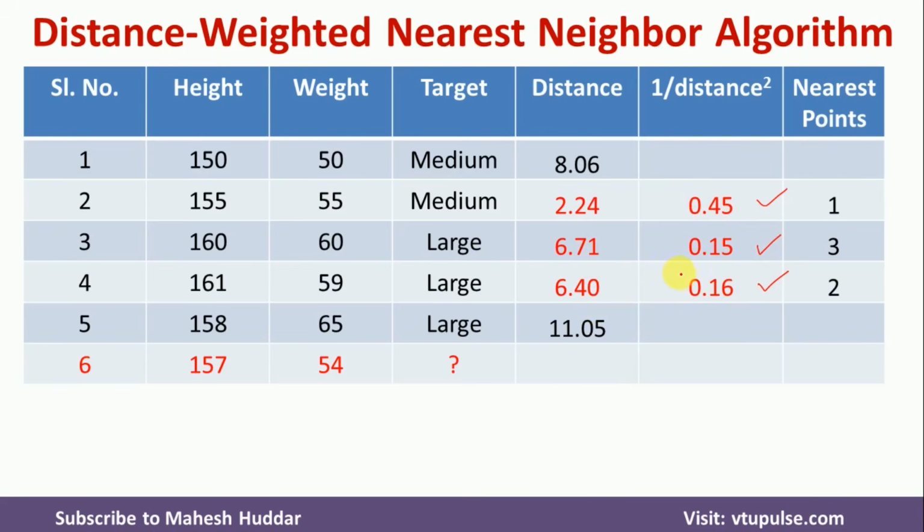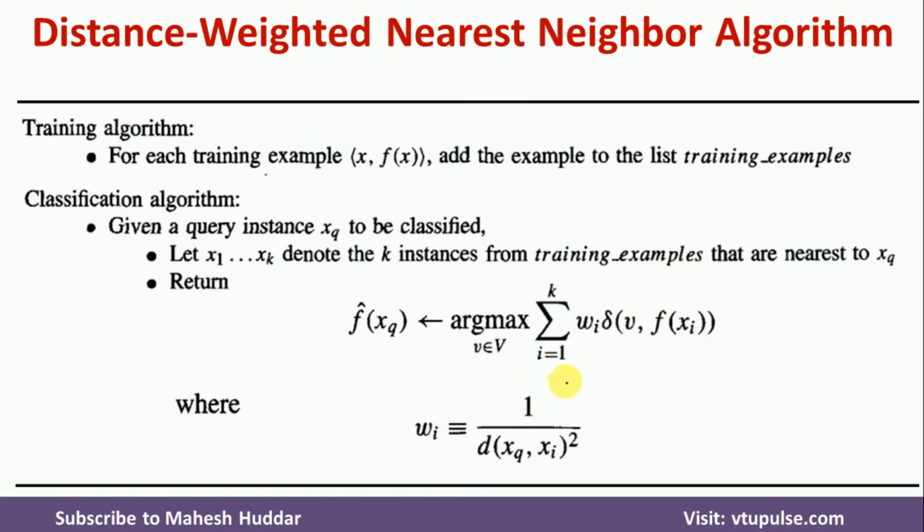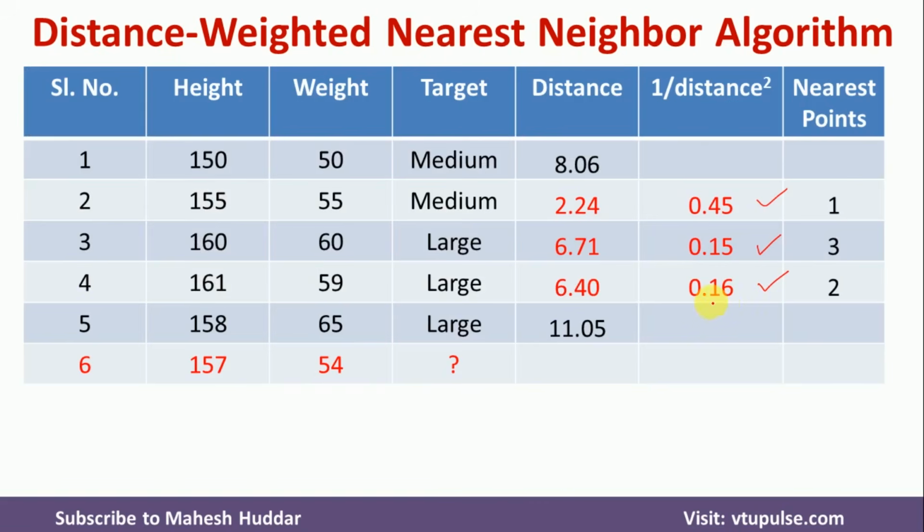Again we will see how the equation looks. We have to solve it for all possible values of v, and while solving we need to take wi delta of v comma f of xi into consideration. The delta remains the same: delta of a comma b is equivalent to 1 if a is equivalent to b, and delta of a comma b is equivalent to 0 if a is not equivalent to b. Okay, so now we will try to solve this.